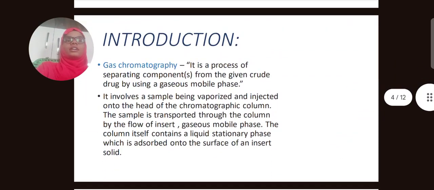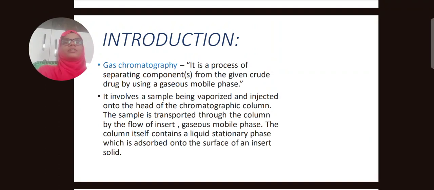Introduction. Gas chromatography is a process of separating components from the given drug by using a gaseous mobile phase. It involves a sample being vaporized and injected onto the head of the chromatographic column. The sample is transported through the column by the flow of inert gaseous mobile phase. The column itself contains a liquid stationary phase which is adsorbed onto the surface of an inert solid.